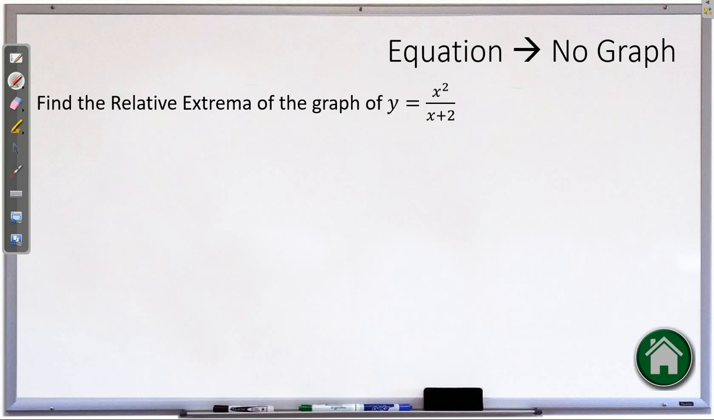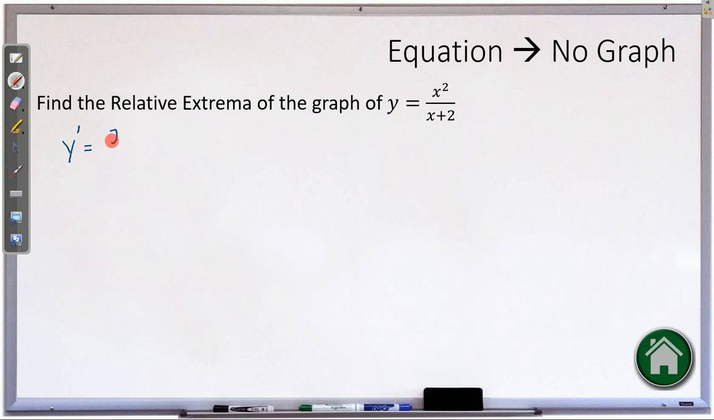Here we have an equation y equals x squared over x plus 2, and we want the relative extrema, so minimums and maximums of this function. We're going to start by taking the derivative, y prime. We want the extrema of this function, so we need its derivative to figure that out. That's going to be a quick quotient rule, probably the easiest.